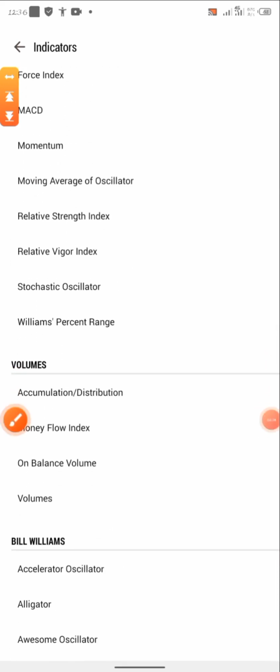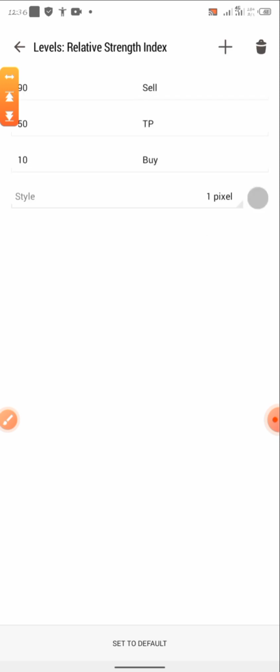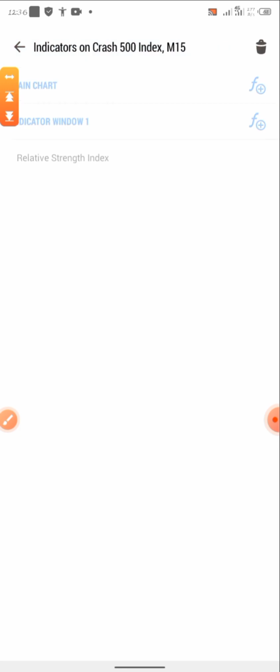I've already told you that this RSI is the number one effective indicator you can use to become profitable trading Boom and Crash. This is the setup for the indicator: the period is 5, apply to close, and there is no style for the indicator. Now these are the levels. Set everything up like this, then click on done. Then we have our RSI.